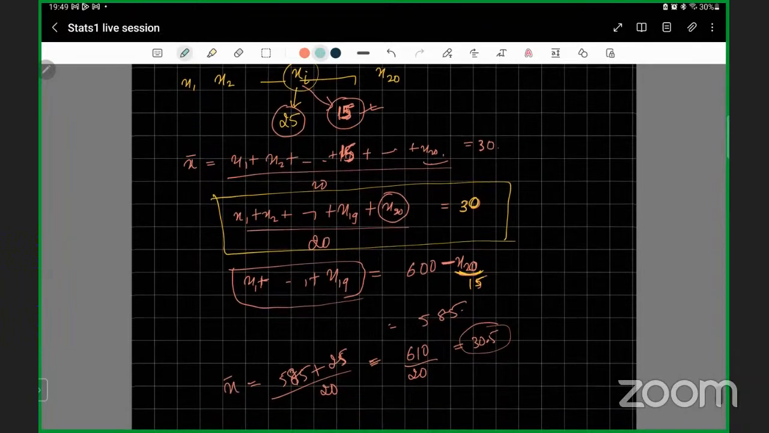Again, you'll have to calculate your x bar, I mean, you find the corrected mean first. Then for variance, if you look at the variance formula, it says xi minus x bar whole square. So there you'll have to use the corrected mean to get the correct variance.